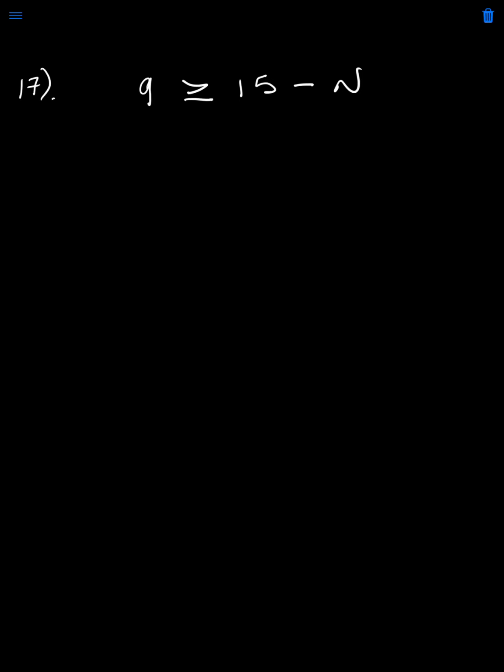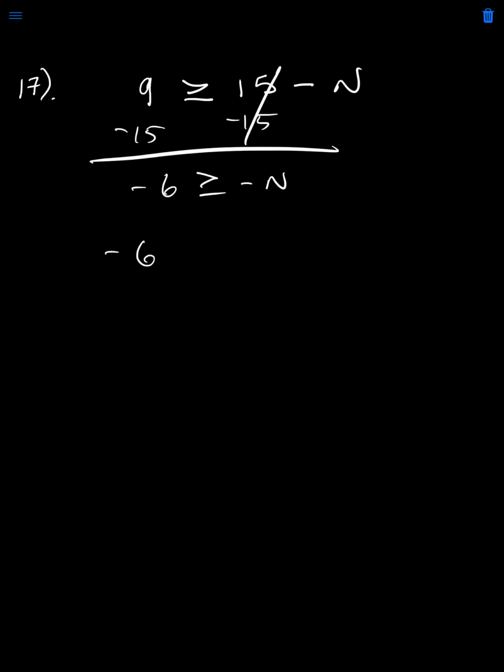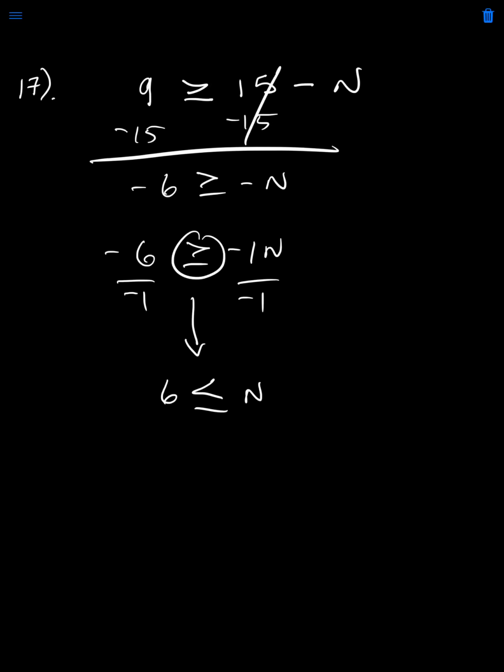Number 17. You have 9 is greater than or equal to 15 minus a number. Okay? So, 15 minus a number. Yeah, that's fine. So I'm going to go ahead and subtract 15 on both sides. That's negative 6 equal to negative n. So I have to be careful here because this is the same thing as negative 6 is greater or equal to negative 1n. So I have to divide both sides by negative 1. And when I do this, it flips from greater than to less than or equal to.